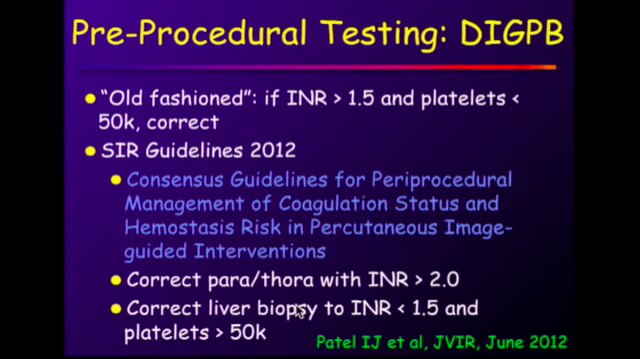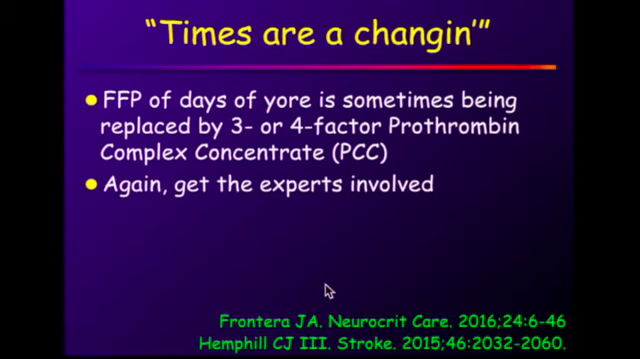But they said that you should correct a para and a thora if the INR is over 2, and you should correct a liver biopsy until the INR is under 1.5 and the platelets are over 50. We'll talk a little bit more about why that probably doesn't work. Remember that we live in a very fluid time. A million years ago when I actually gave FFP, I never do anymore, we gave FFP, but that's been replaced by 3 or 4 factor prothrombin complex concentrate. I can't even pronounce it, but these are 2 papers from the neuro-ICU literature in the last year or 2. So get the experts involved if you have something weird there.